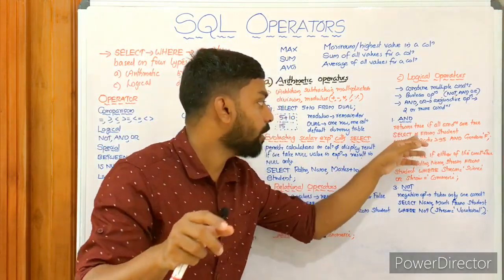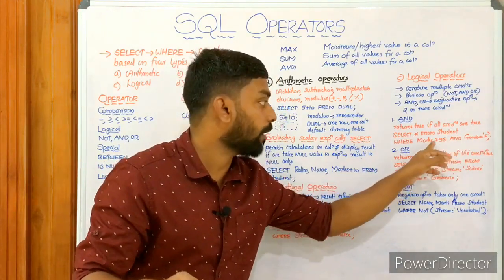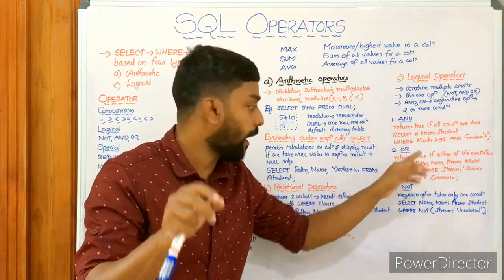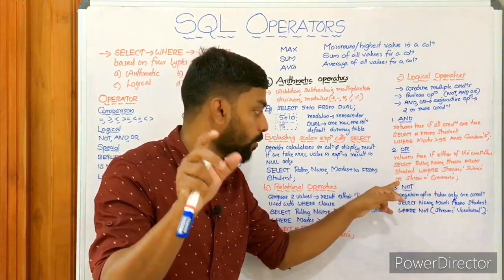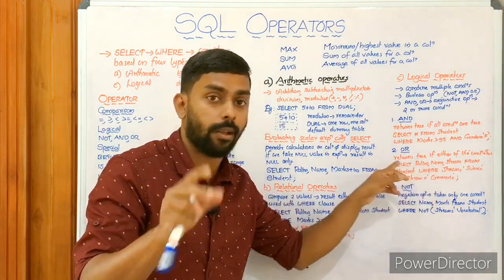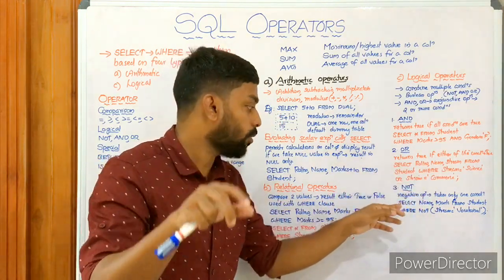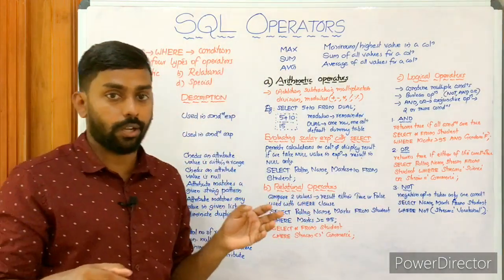Select star from student where marks greater than 95 and gender equal to F. These are conditions combined using and. Where stream equal to science or stream equal to commerce: these are conditions combined using or, and any one should be true to get true. Then where not stream equal to vocational.